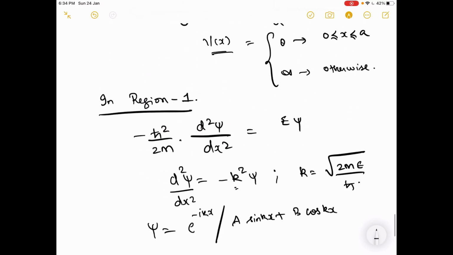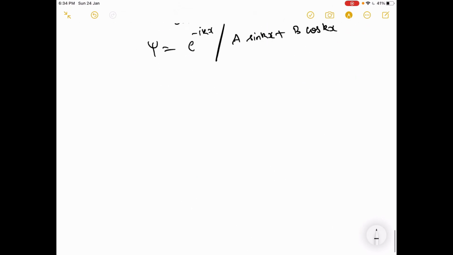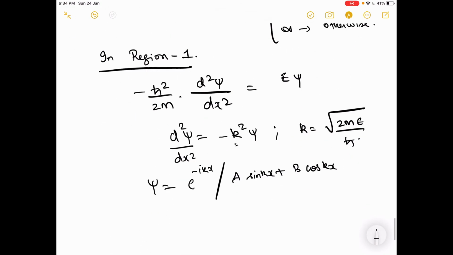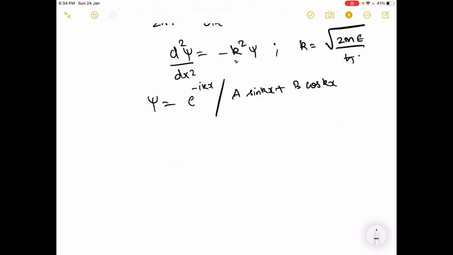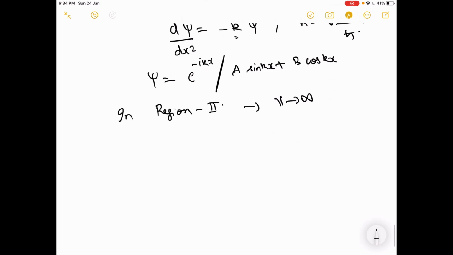Obviously the thing to do is, so we have solved the problem. Now on the other region, it's actually pretty straightforward before going to the boundary conditions. In region 2, when potential V tends to infinity, right? So the way we can write this is minus h bar square by 2m d square by dx square of psi plus V psi equal to E psi, right?